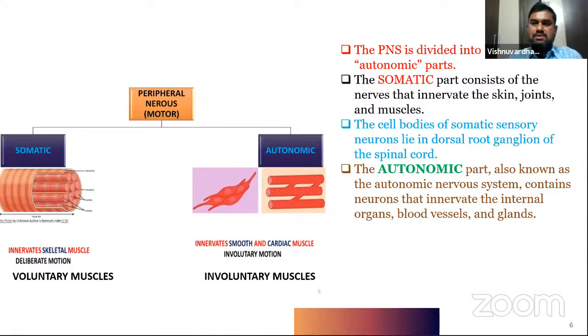Here you see the PNS is divided into somatic and autonomic. The somatic part consists of the nerves that innervate skin, joints, and muscles. You can move your hand or joints or muscles, but you cannot control your heart or your digestive system. So that is not somatic nervous system. The cell bodies of somatic sensory neurons lie in the dorsal root ganglion of the spinal cord. The autonomic part, also known as the autonomic nervous system, contains neurons that innervate the internal organs, that are blood vessels and glands. You know that these are not under our control.